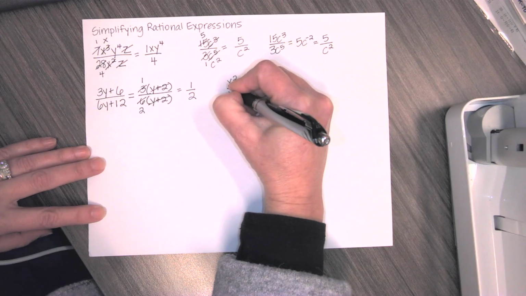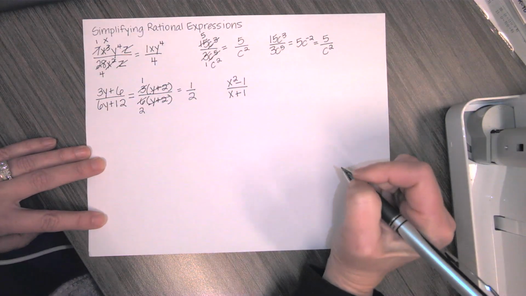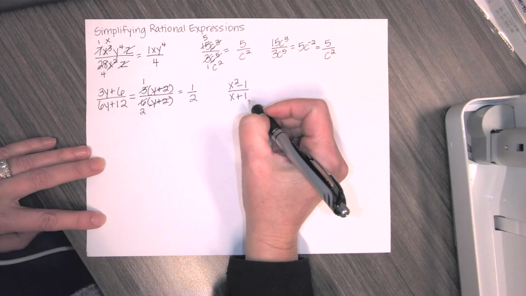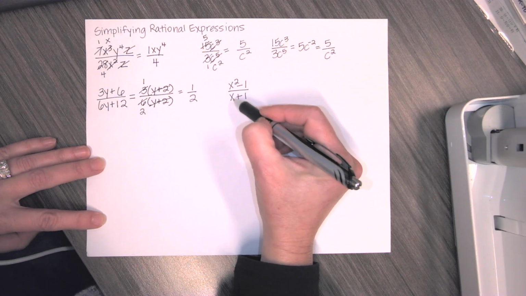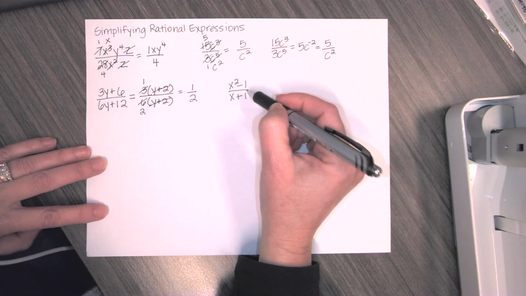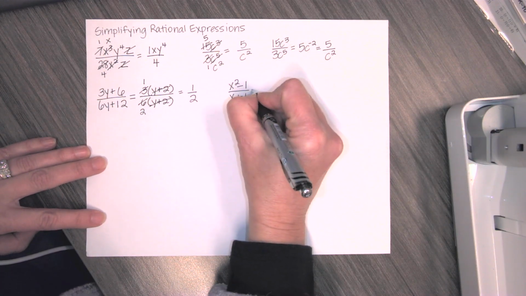x squared minus 1 over x plus 1. Okay, once again, this is a binomial and a binomial. You cannot cancel out these x's. You cannot cancel out these 1s. What you can do is you can try to factor.